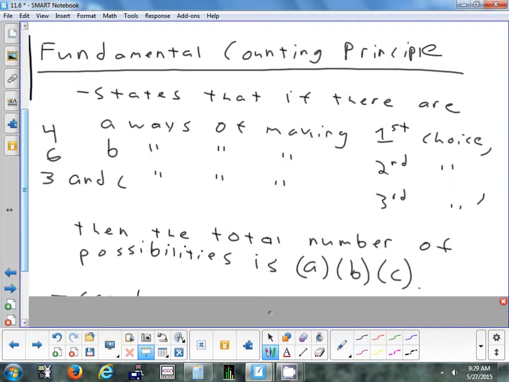They're all separate choices. In the dog problem with the rewards, those choices were connected. If you pick choice A for the first reward, you can't pick a certain choice for the next rewards. So that problem was a little different. If this was the case, 4 drink options, 6 meal options, 3 dessert, you just multiply all this together, 4 times 6 times 3, and that's how many different meal combinations you could make. Drink, meal, dessert.